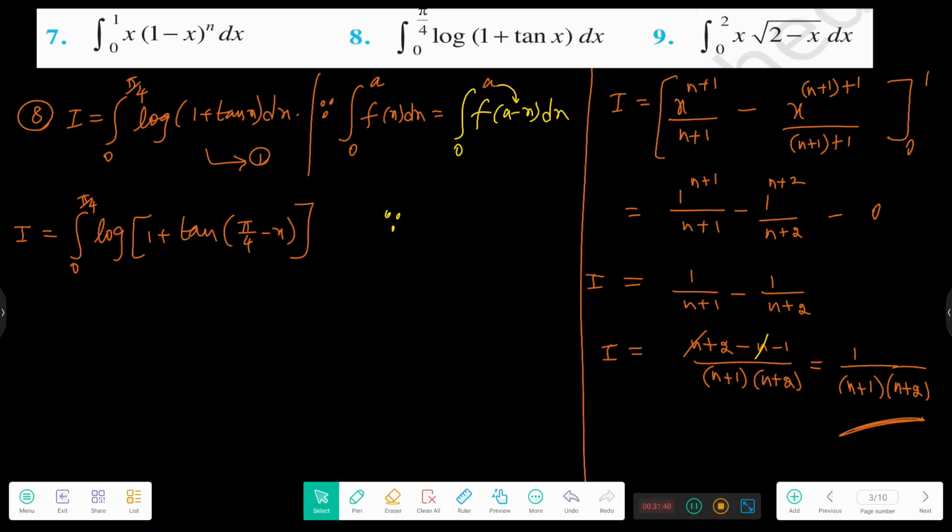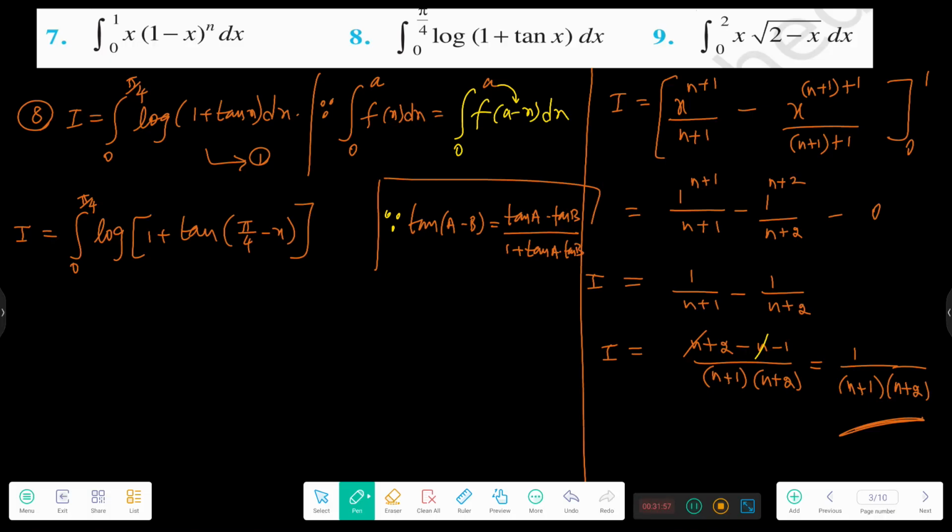So what is that? Tan a minus b, does anyone know? Tan a minus b is equal to tan a minus tan b divided by 1 plus tan a into tan b. This is the formula which I am going to use now. Instead of a we have pi by 4, instead of b we have x. That I am going to apply.